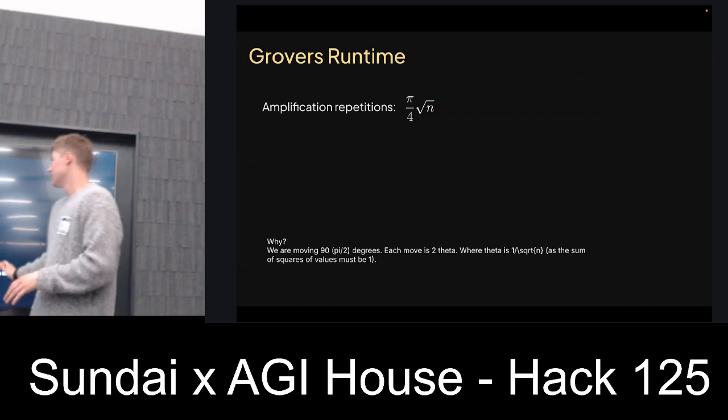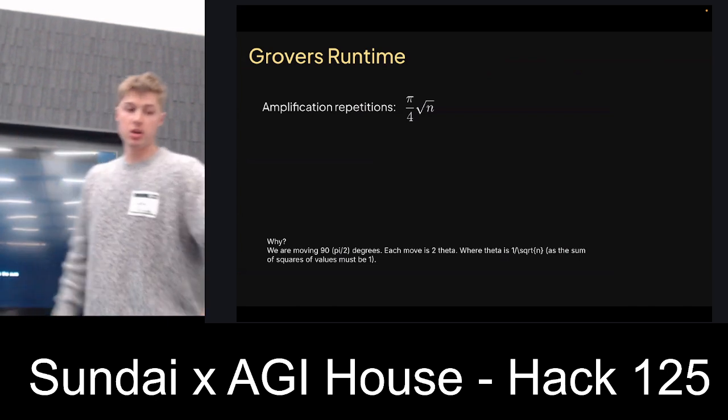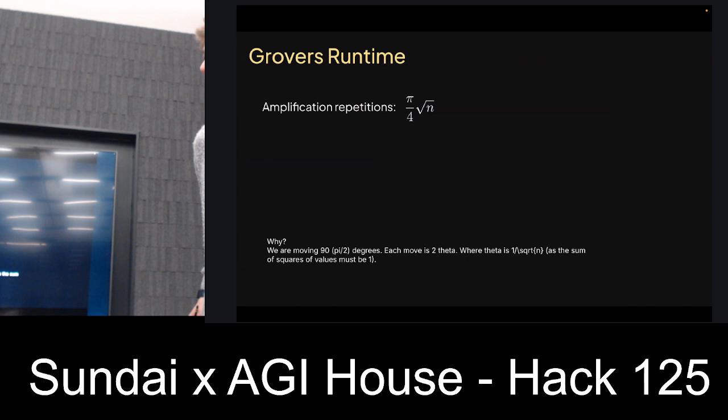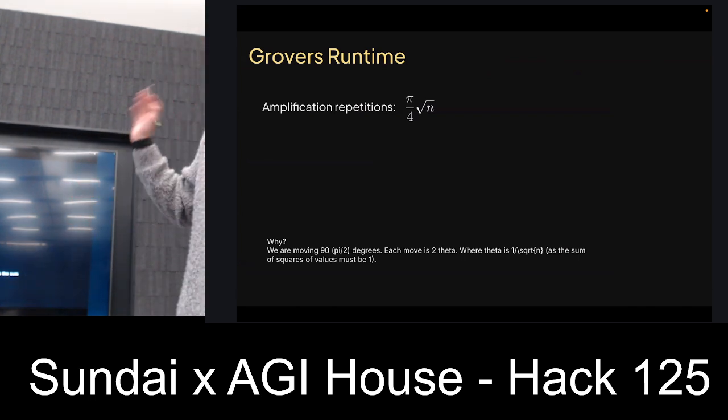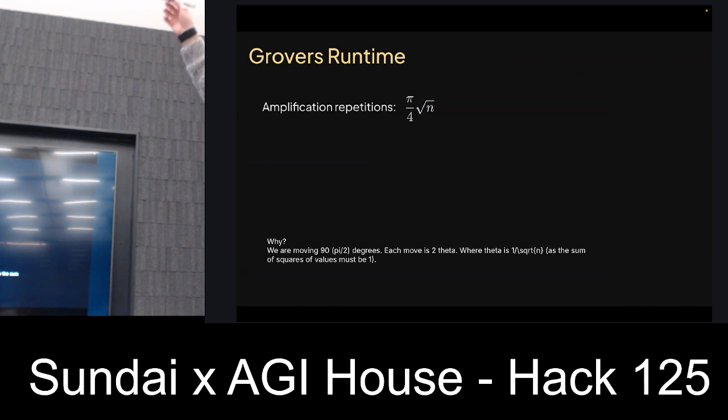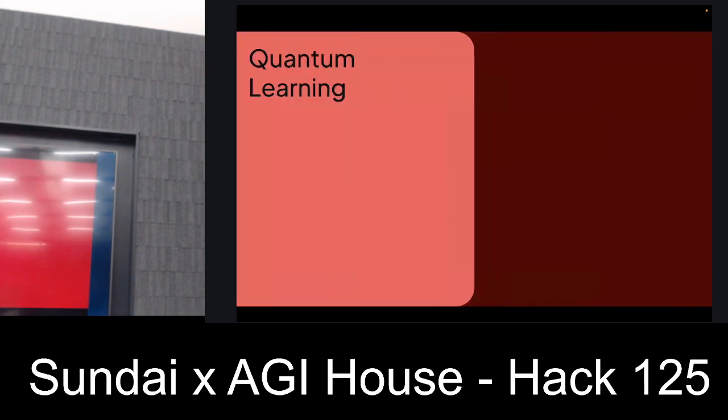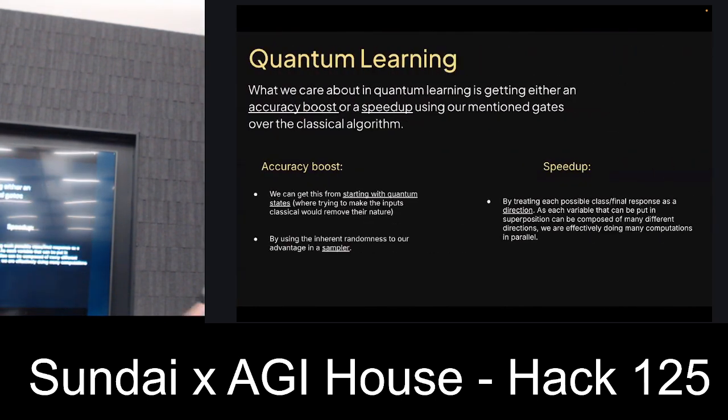And down here, along with that slide just before, will help you understand why that is. It has to do with the sum of the squares being the final probability. Basically, the sum of the squares has to add to 1 to have every possibility being 100%. Okay? Quantum learning. We're getting there.